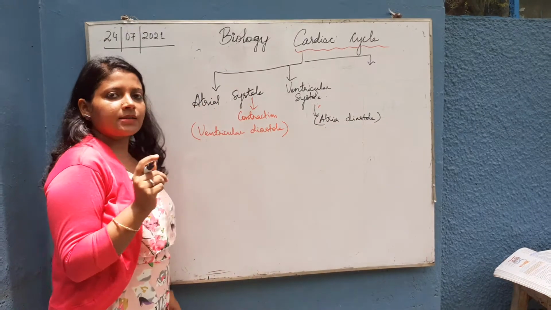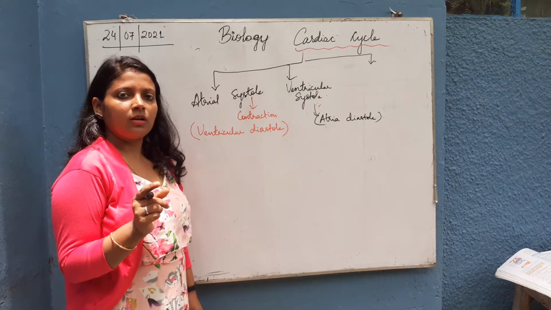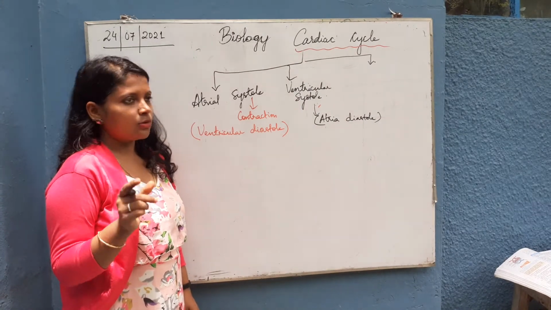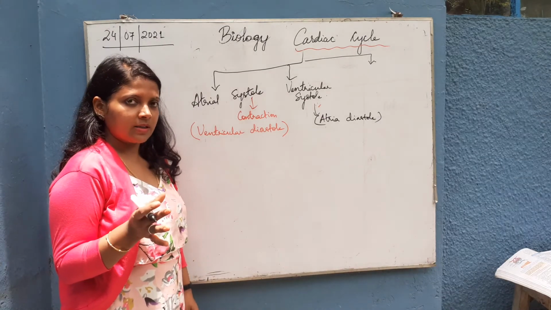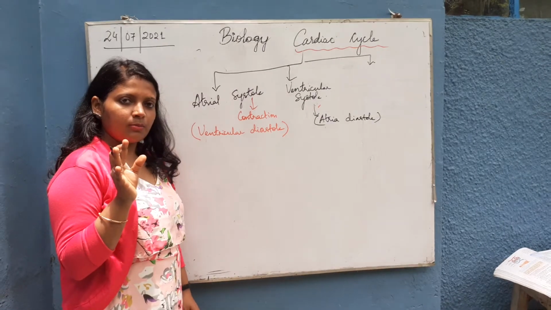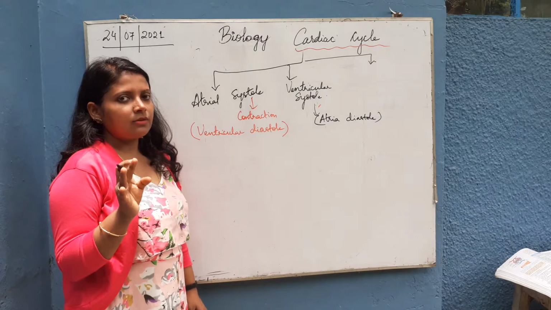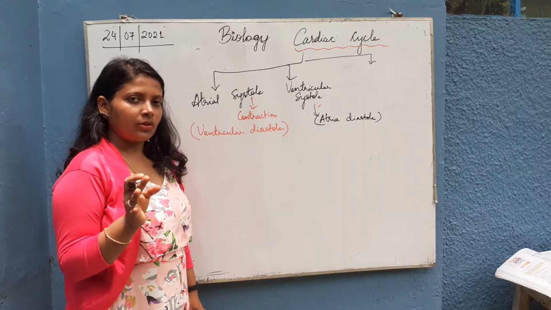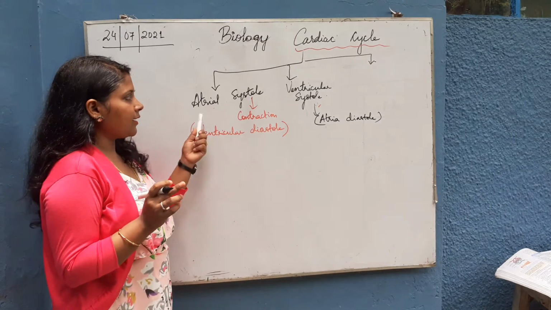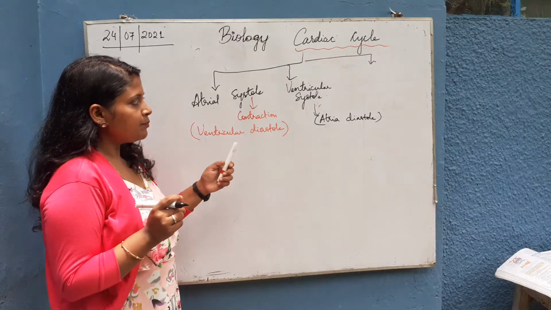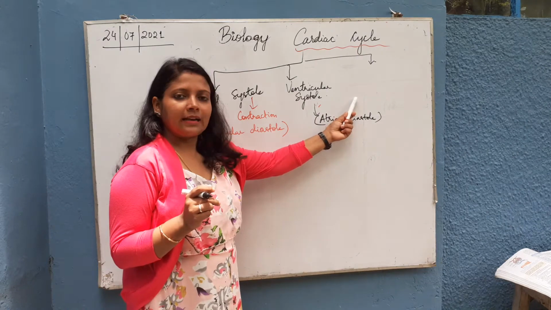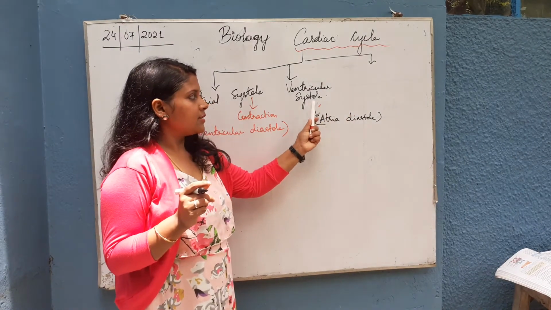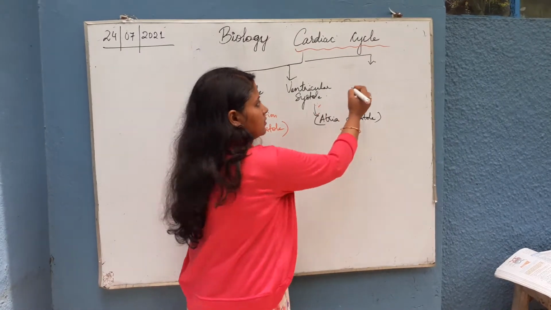So in the last class, we have studied the flow of blood in the human heart. During that time, I said how the contraction and relaxation takes place. During the blood flow in the human heart, the first step is contraction of the atria. Then second, the ventricles contract. Then at the end of the ventricular system, joint diastole takes place.